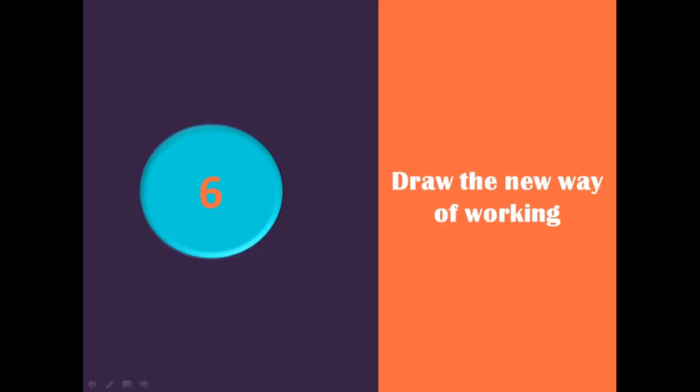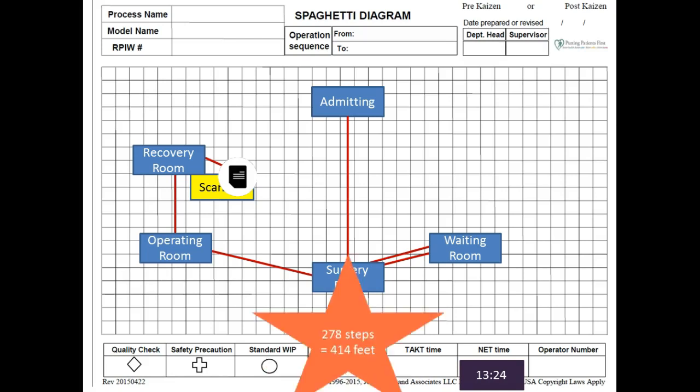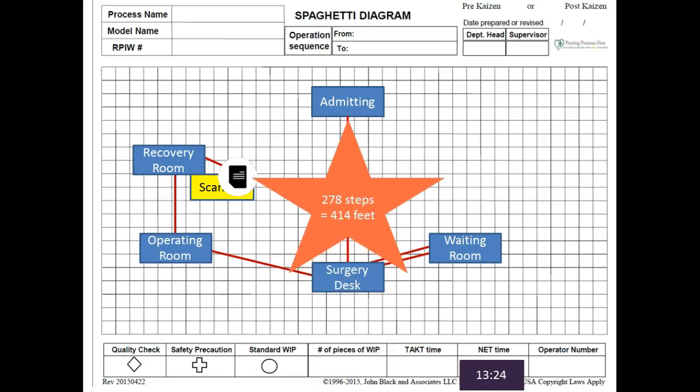Now the team could draw the new way of working. The team followed the new medication reconciliation process and drew this on the spaghetti diagram. The simple change saved 2.5 hours, and it now takes 13 minutes and 24 seconds for this process. More importantly, the medications are now ready on the unit for when the patient has done surgery. The medication reconciliation itself also moves less, 278 steps or 414 feet.